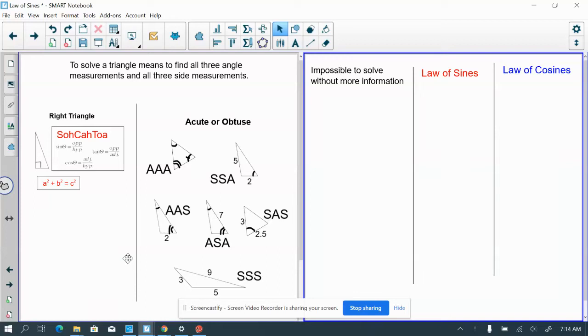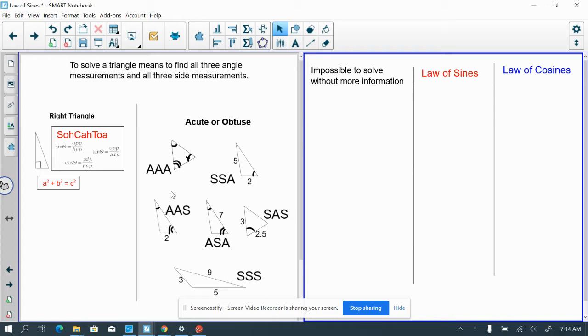Good morning, everybody. So here we are starting the second half of this chapter, and it is about law of sines and law of cosines, and we're also going to find the area of a triangle. So very quickly, to solve a triangle means to find all three angle measurements and all three side measurements.